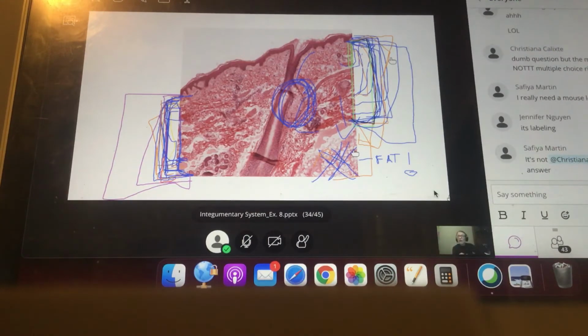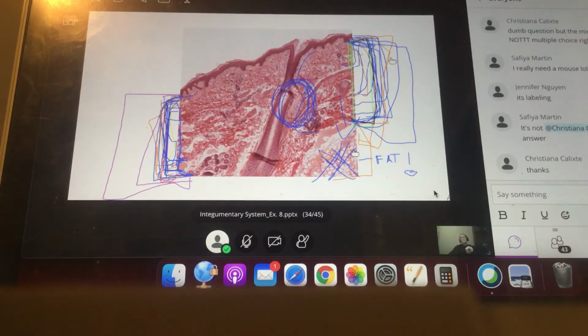So dumb question, but the midterm is not multiple choice? No, I'm sorry, Christina, no, it's not. It's all labeling. Everything is labeling. Now, there are follow-up questions, right? Which are blue box questions. Where is this found? What is the function? What is the importance of this, right? But that's all highlighted in each of the getting ready for the midterm.